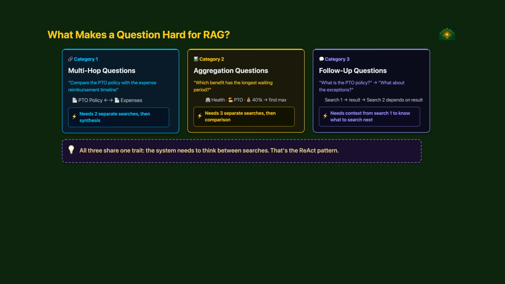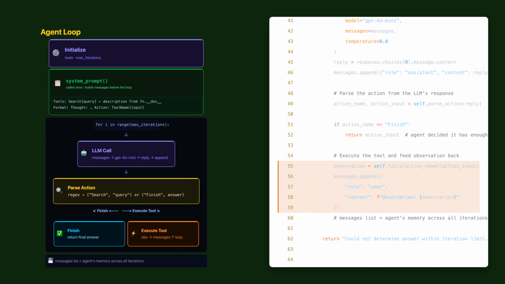And now we enter the loop. Each iteration is one round of reasoning and action. We send the full message history to the LLM and wait. Its reply gets appended as an assistant message. We parse the reply. If the action is finish, we return the answer. The agent has enough information. Otherwise, we run the tool, get the observation, and append it to messages. The loop continues, reasoning, acting, observing, until the agent decides it's done.